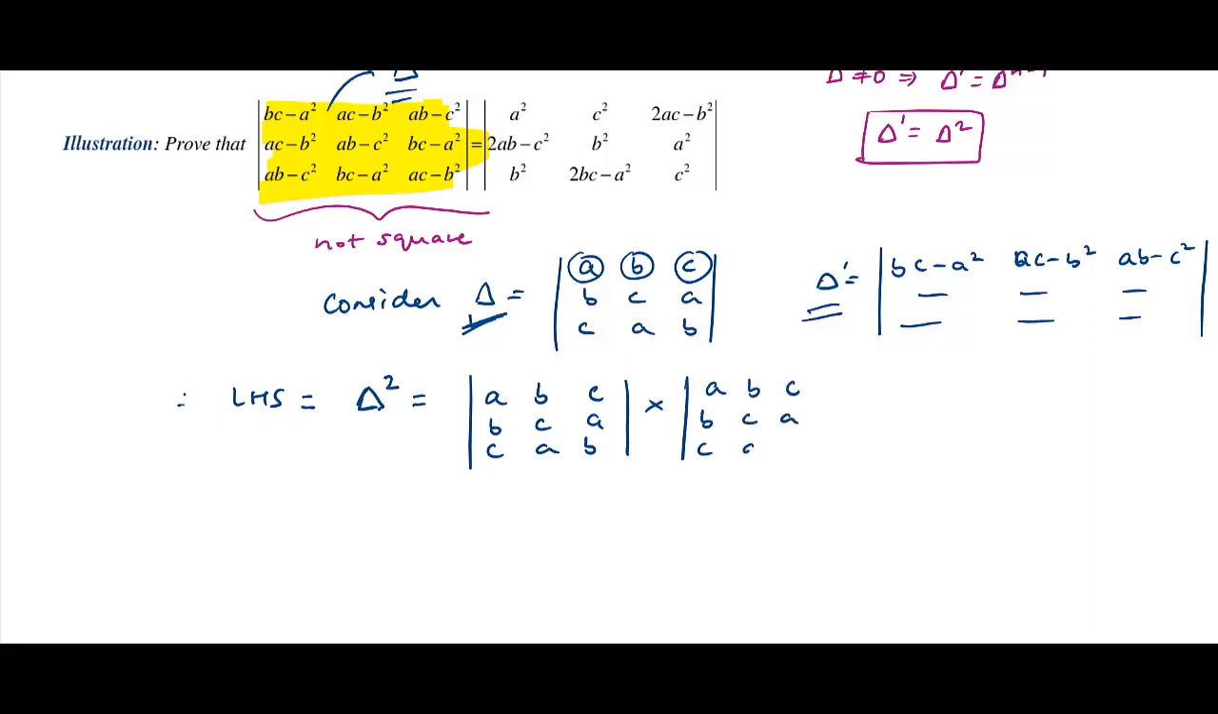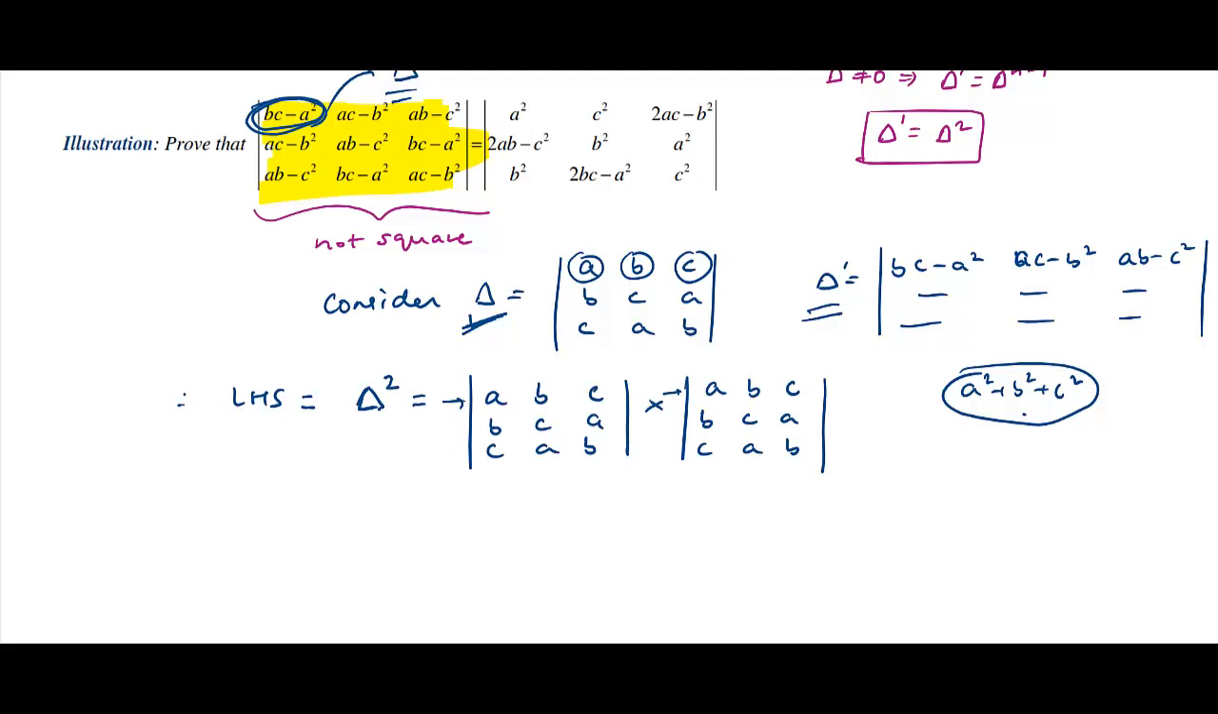A, B, C; B, C, A; C, A, B. But if I multiply it right now, I get A square plus B square plus C square if I multiply this row with this row. But instead I want this BC minus A square. We want this part, and I'm getting this. So definitely I need to make some change in the determinant.